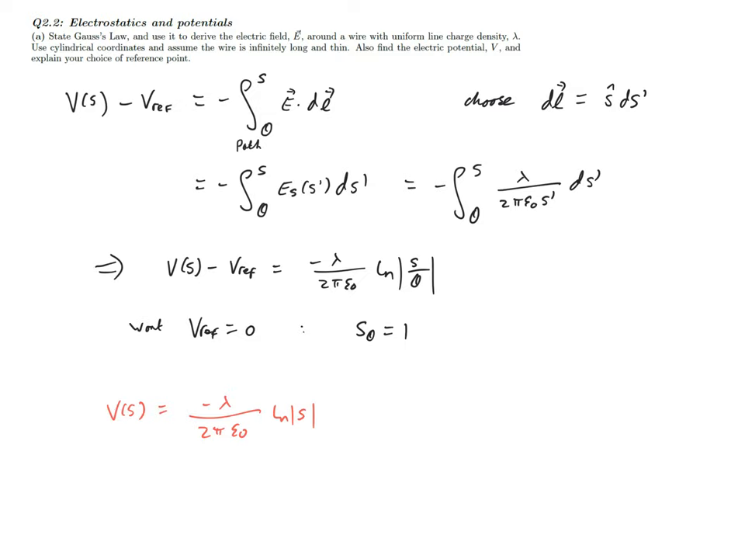So not only have we calculated the electric potential, but we have also explained our choice of the reference point, which is just to have the reference potential equal to 0. This is a somewhat minor point. It doesn't matter too much. We know that physical properties don't depend on our choice of reference point, so we can really choose anything that we want. We could have chosen something else here, but the convenient thing is to choose it so that the reference potential vanishes, which we get here from choosing the reference point at s equals 1.